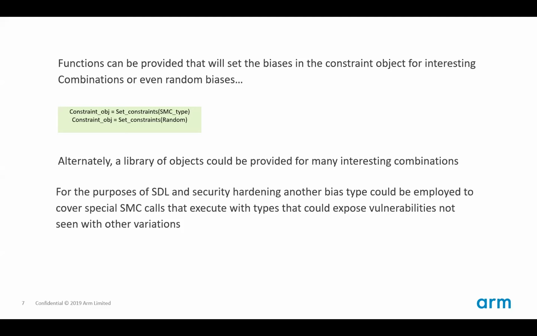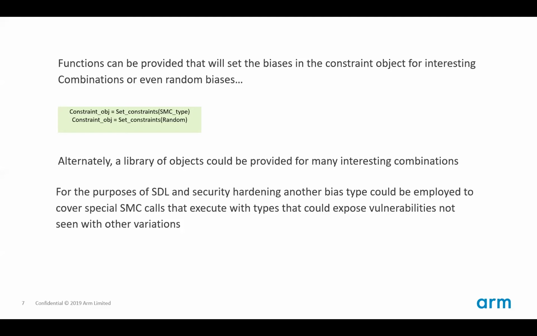So SDL and security hardening: other types of biases could be employed to cover special SMC calls. Let me just address this point quickly, because I think it bears a little more explanation. When you're talking about SMC calls where you're transferring, say, from the normal world to the secure world, that's a hot point for security. So I think it would be of interest to know how we could apply SMC calls for different types of security scenarios that could expose things that we may not have otherwise thought of.